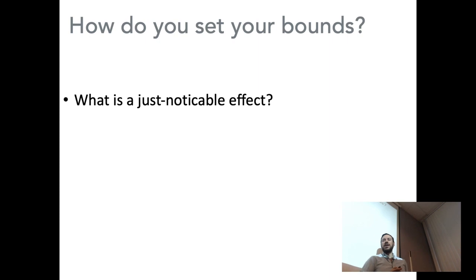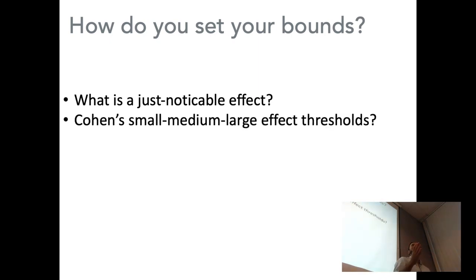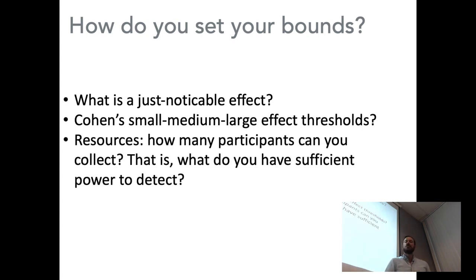Now, how to set your equivalence bounds. This is tricky. With some research questions, you can ask the question, what is a noticeable effect? Thinking from a clinical perspective, what is a noticeable effect when it comes to the clinical change? When it comes to a cognitive test, there are no hard and fast answers, unfortunately. You can use these thresholds. Like I said before, we shouldn't be using these thresholds mindlessly, but if you have no idea and want somewhere to start, you can say, well, we're going to look at a small Cohen's d, a small effect, and consider that to be equivalent.